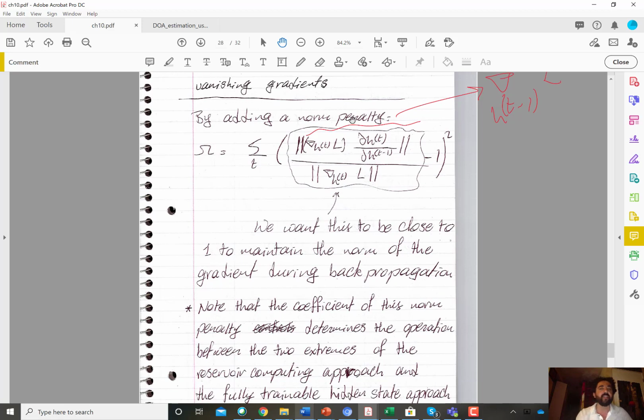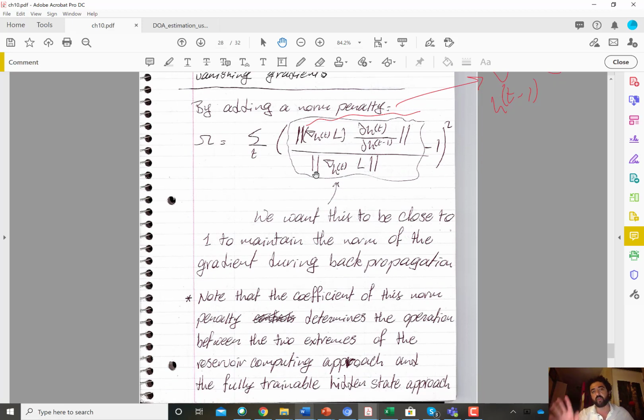When I add a norm penalty like this, there will be a regularization coefficient multiplied by this function. If that coefficient is very large, then it's as if I am enforcing reservoir computing, or operating in an echo state network fashion. If that coefficient is very small, then it's as if I'm not doing regularization at all, and I have the fully trainable hidden state approach. So the regularization coefficient is what gives you the flexibility in how much you want to approach the reservoir computing approach when imposing that penalty.